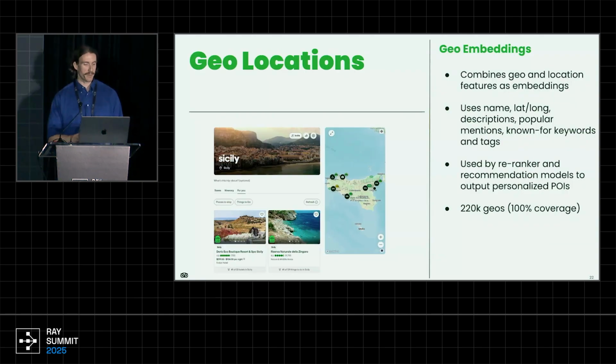So another pipeline here is our geolocations embeddings pipeline, which combines geos and location features as embeddings. We use names, latitudes, longitudes, descriptions, popular mentions, known-for keywords and tags. These embeddings are used by our re-ranker and recommendation models to output personalized points of interest. This processes 220,000 geolocations, which gives us 100% coverage across Tripadvisor.